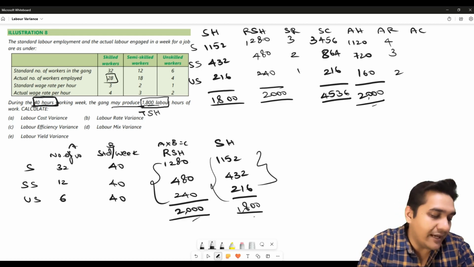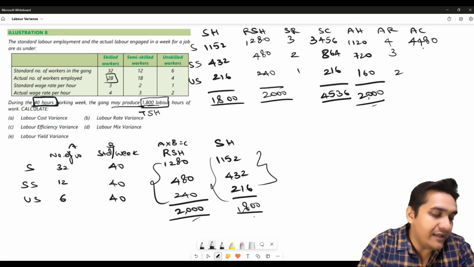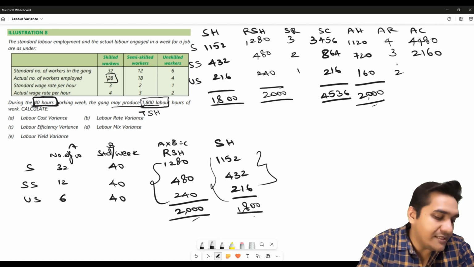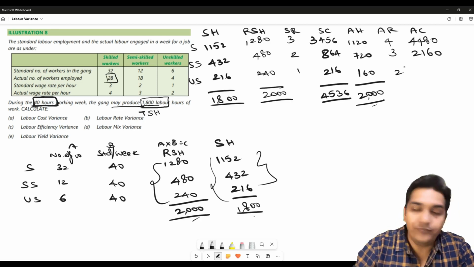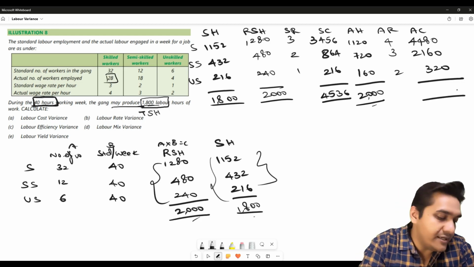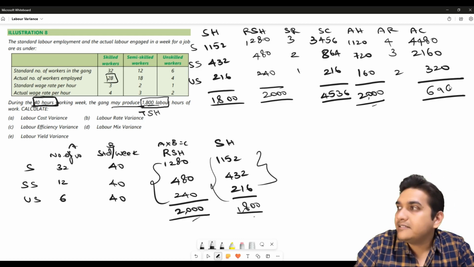Now coming to our actual cost, 1120 into 4, it is 4480. 720 into 3, 2160, and then 160 into 2, 320. So the total is 4480 plus 2160 plus 320, which is 6960.